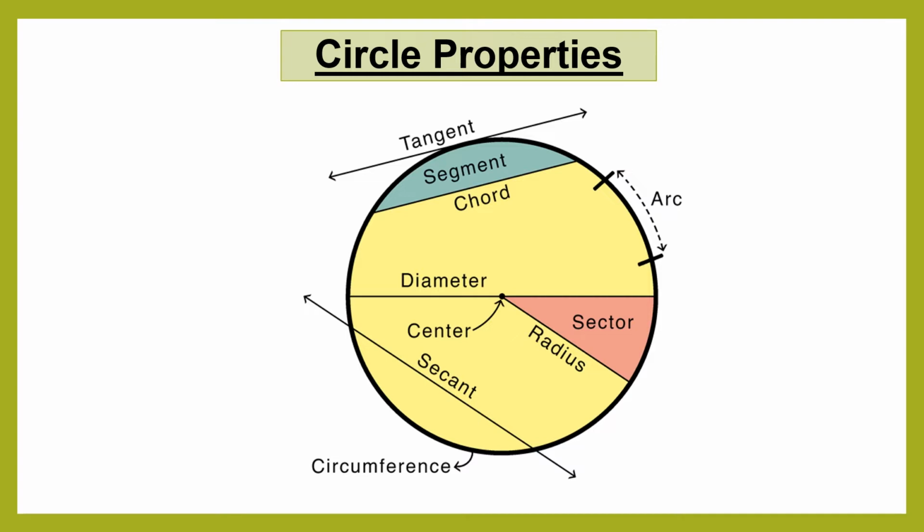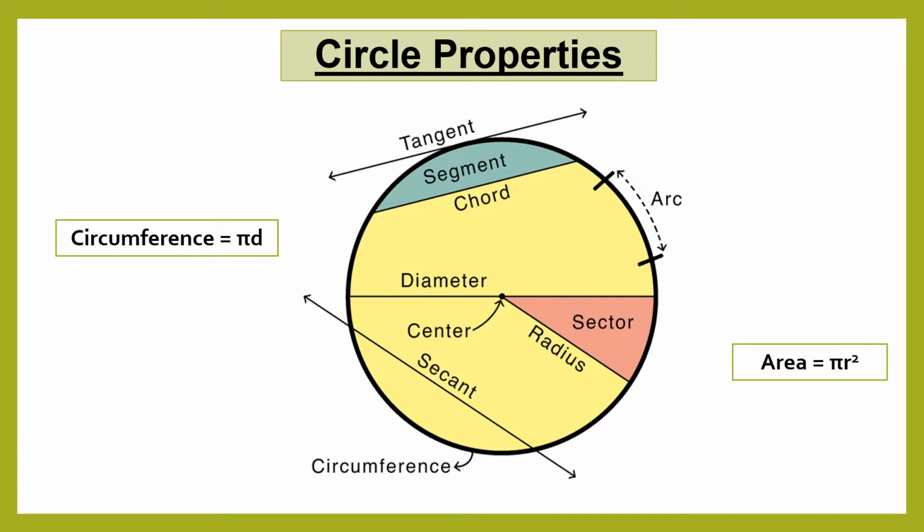To solve hard problems, you may need to use the angle facts you are already familiar with from triangles, polygons, and parallel lines. You may also have to use circumference and area formulas, so ensure you are familiar with circumference, which is pi d, and the area, which is pi r squared.